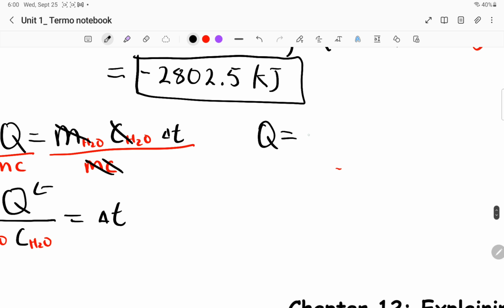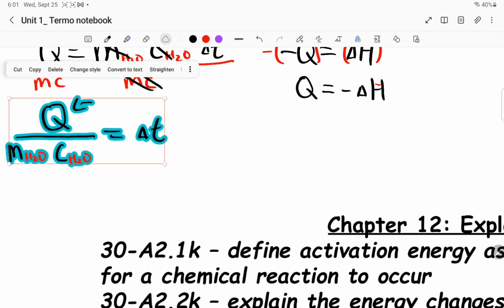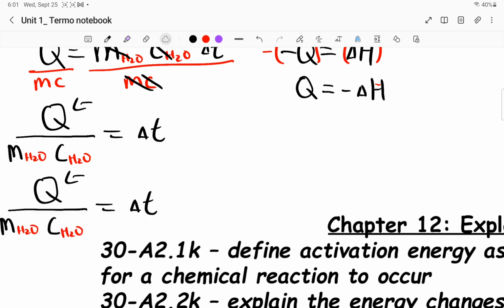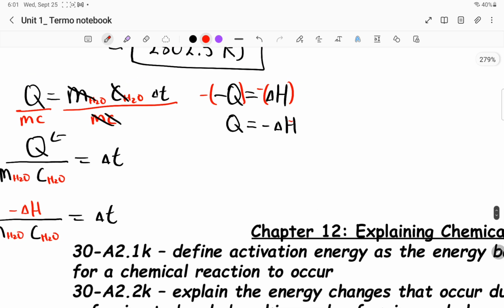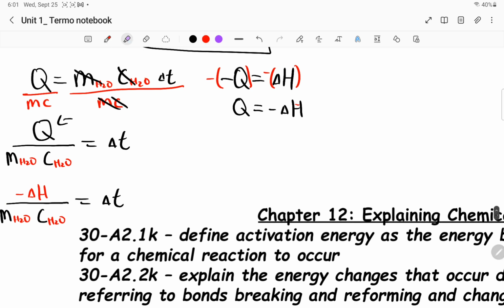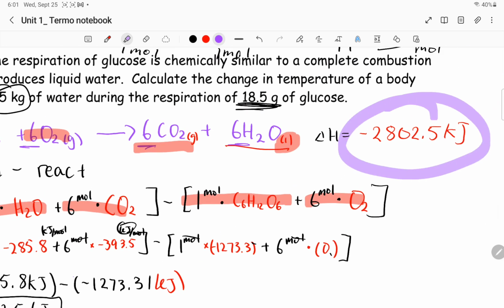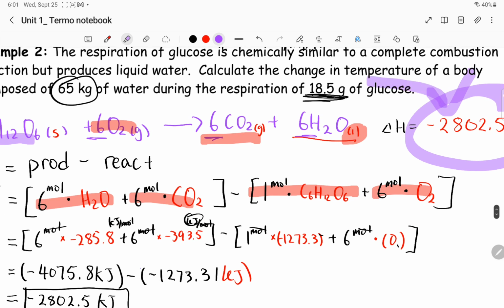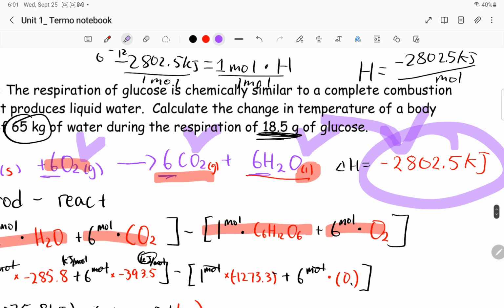Remember that negative Q equals delta H. That means to get Q, if I multiply both sides by negative 1, I get Q equal to negative delta H. So if I copy this and paste, we can swap out Q for negative delta H. One thing we have to watch out for is that this delta H is not the one that we have here, because this delta H refers to 1 mole of glucose with 6 moles of oxygen making 6 moles of carbon dioxide and 6 moles of H2O.